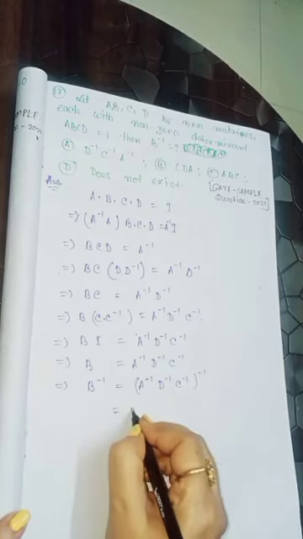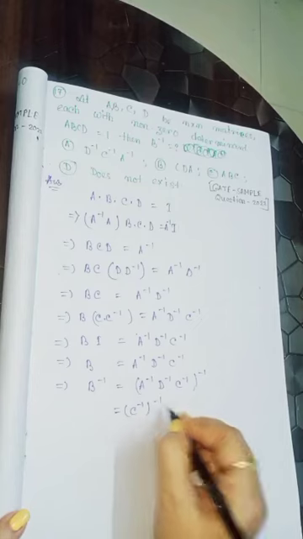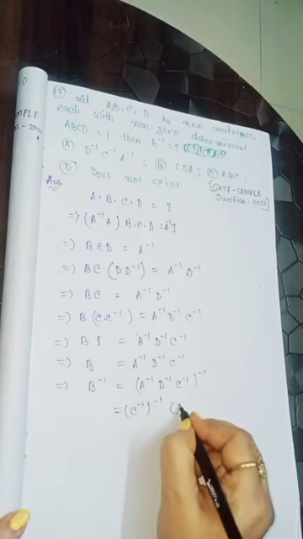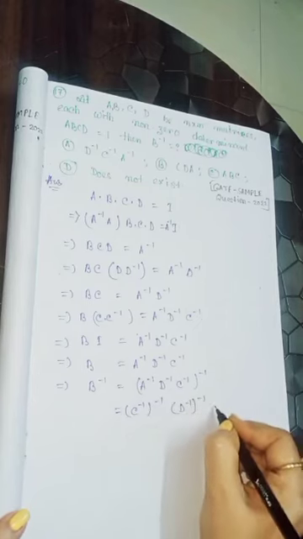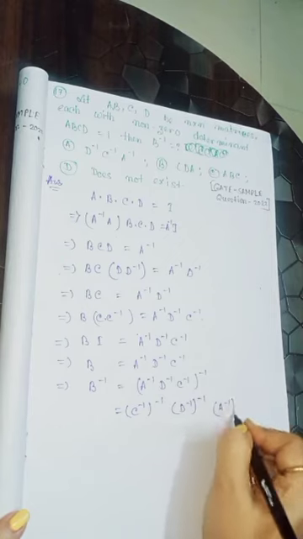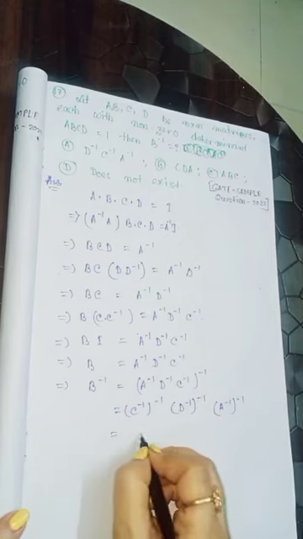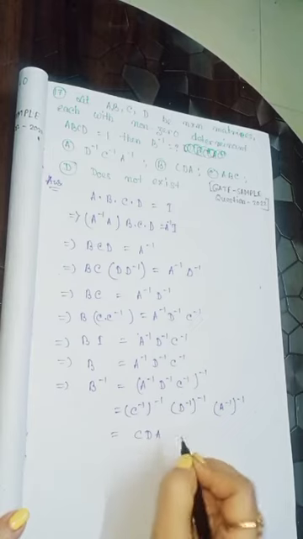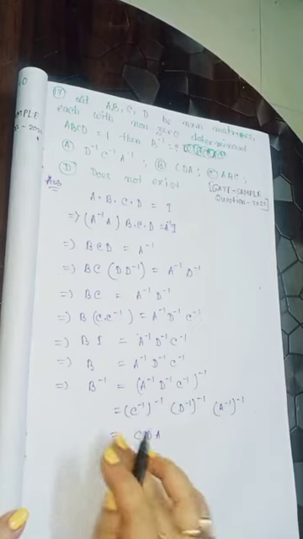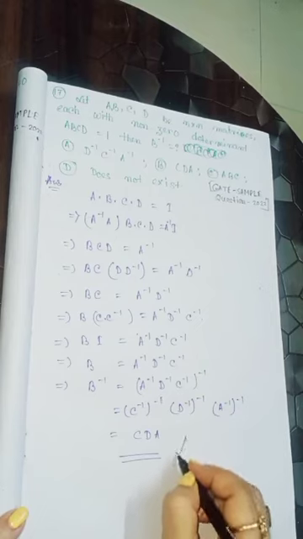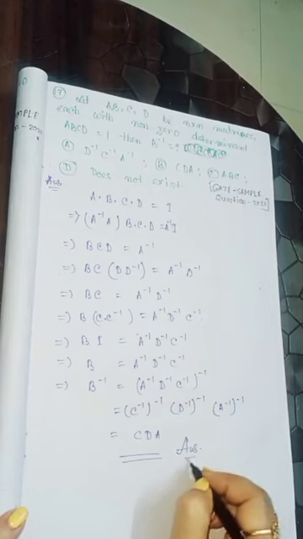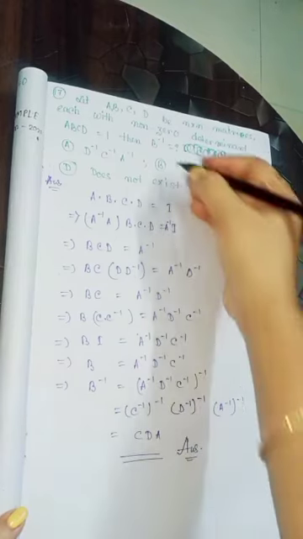Now this one is equal to C inverse, D inverse, A inverse. So C, D, A. So we should calculate the value of B inverse. So this is our required solution and our correct option is C D A. Option B is our correct choice.